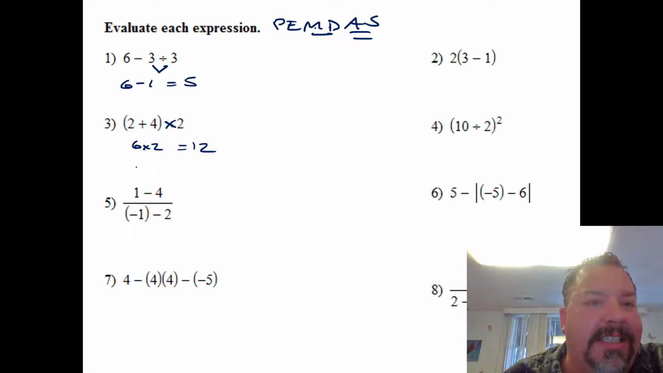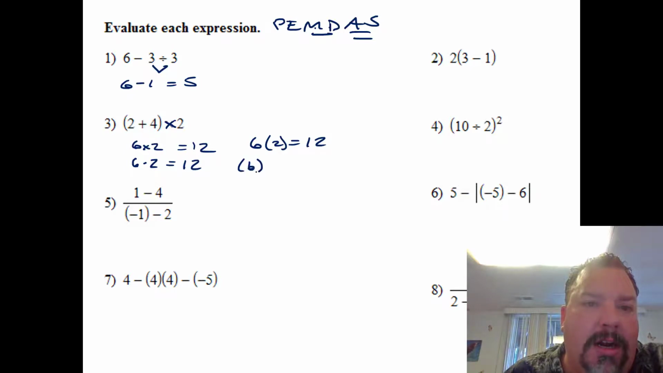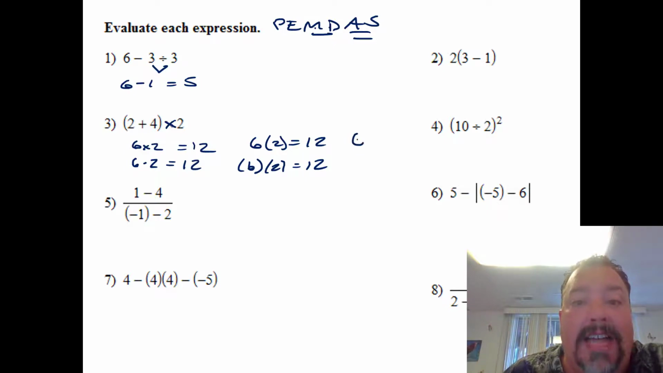What's another way you could write 6 times 2? Well, you might see a little dot. So if you see a dot like that, that also means to multiply. Or maybe one number or both numbers are in parentheses. That also means to multiply. And the last example might be if you have a variable like 6x. And if x equals 2, then 6x is also equal to 12.